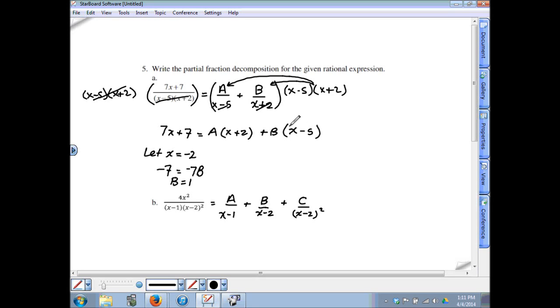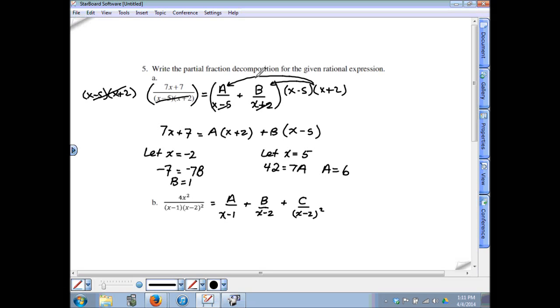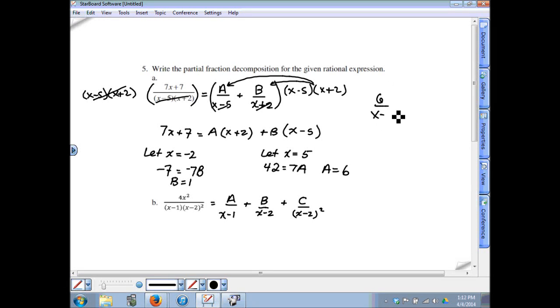Now, there's another convenient value we can choose here. If I let x equal 5, then 5 minus 5 is 0, so I'm also going to let x equal 5. 7 times 5 is 35, plus 7 is 42. Now over here, 5 plus 2 is 7. 7 times A is 7A. And then on this side, 5 minus 5 is 0, 0 times B is 0, so that term would disappear. Divide by 7 on both sides, so you get that A equals 6. So now that we have the values of A and B, we can finish the form of the partial fraction. Instead of A over x minus 5, it's 6 over x minus 5 plus 1 over x plus 2.